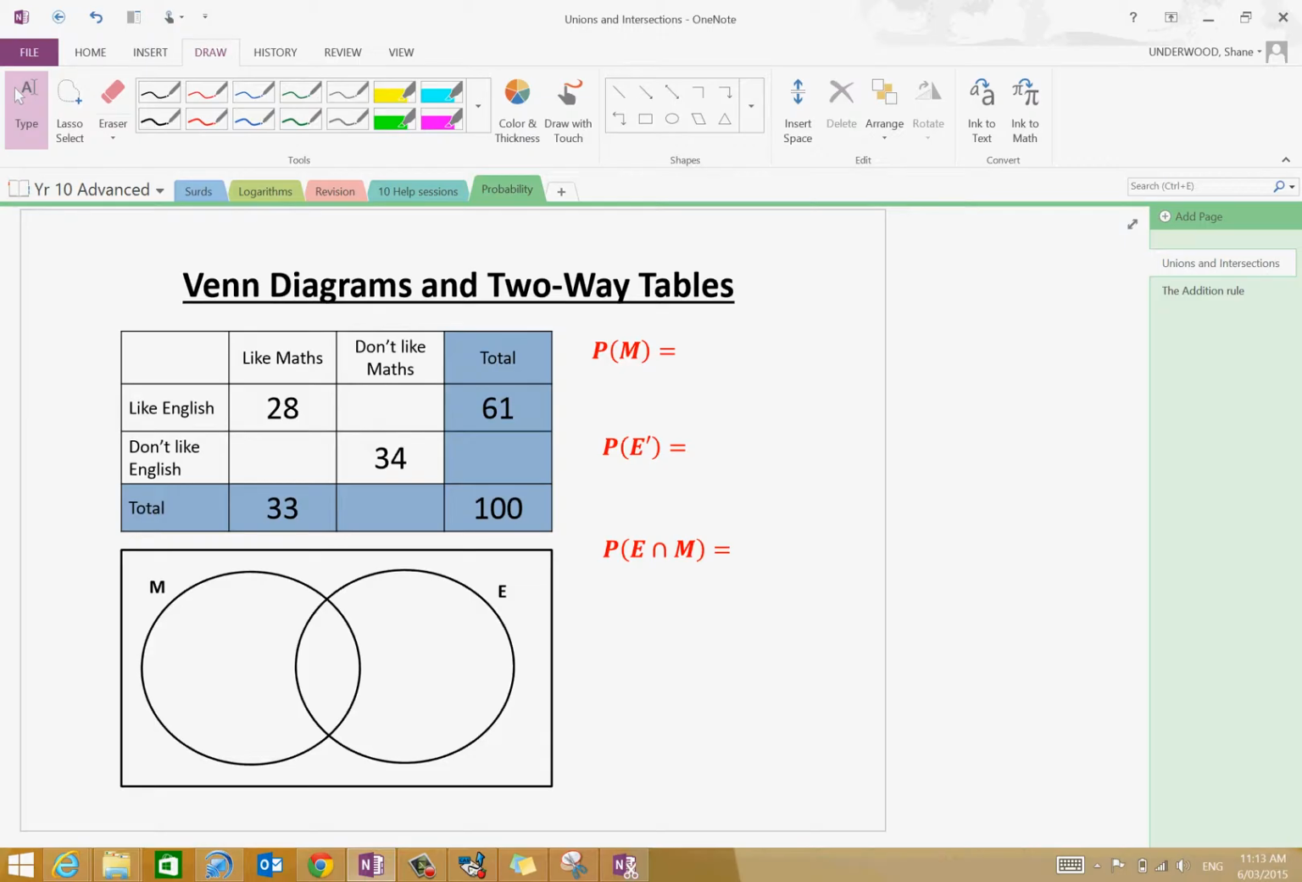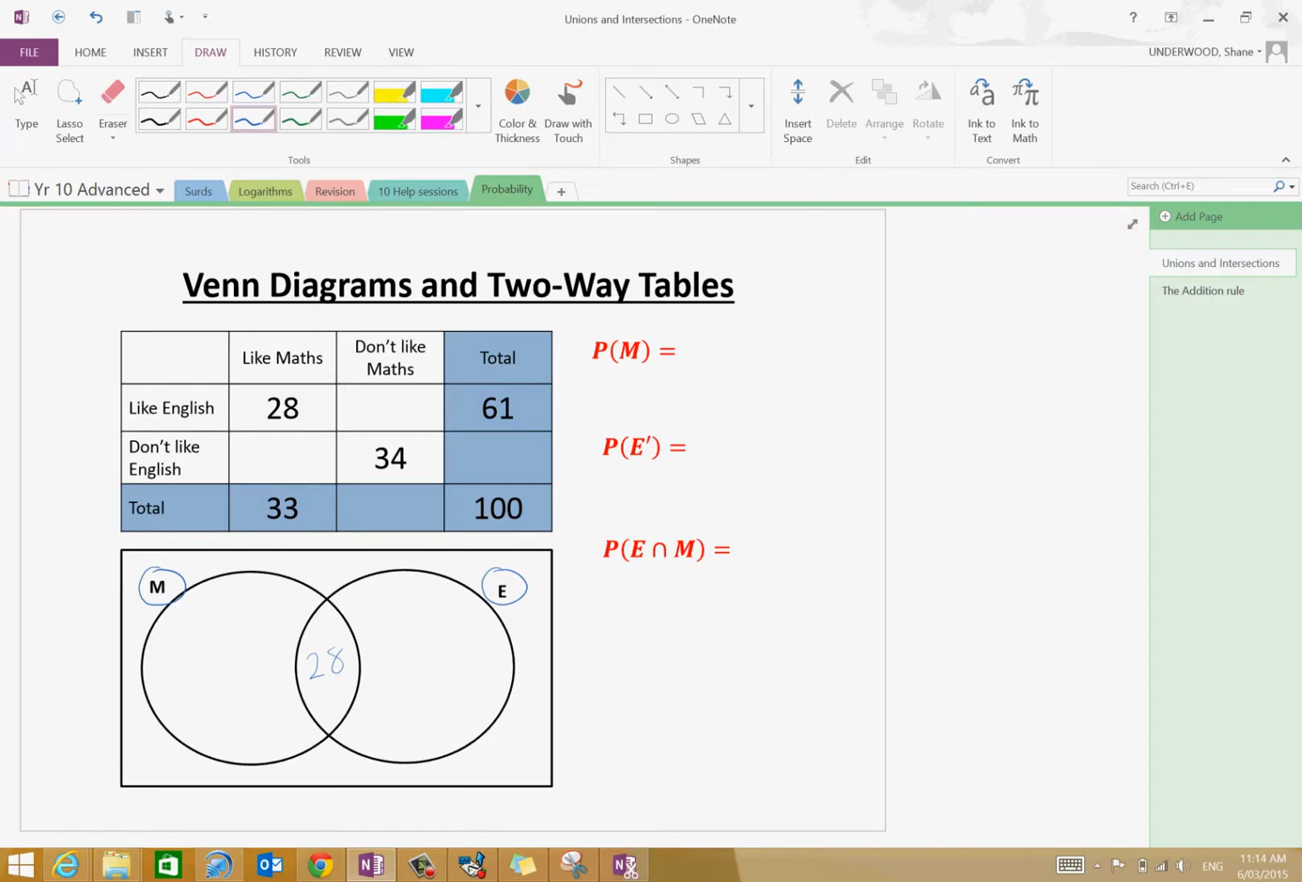Now Venn diagrams and two-way tables. Let's have a think about it. We've got 28 students that like maths and like English. We can see here that we've got a union of maths and English. So where does my 28 go? Can someone put up their hand and tell me where the 28 goes? Here you go, Eloise, tell us. In the middle. And it goes in the middle, which is A intersection B. Yeah, why don't you draw it? Can you write where 28 goes? Awesome. Well done.